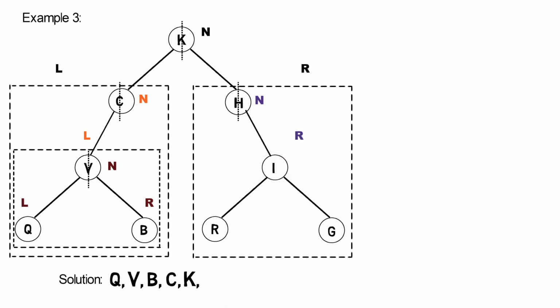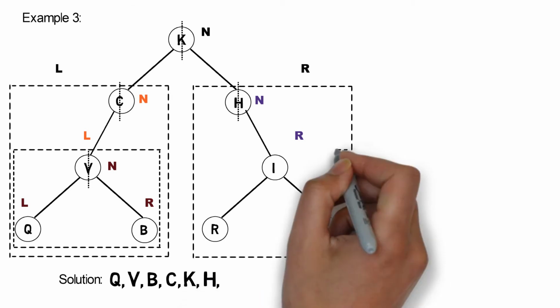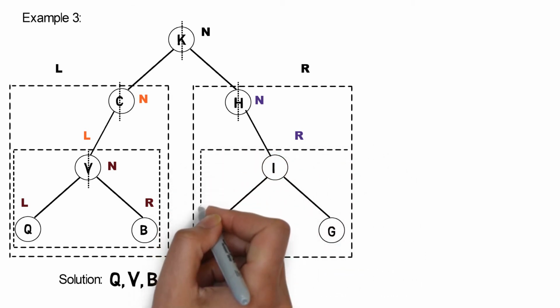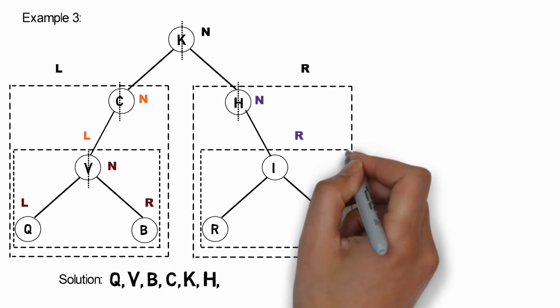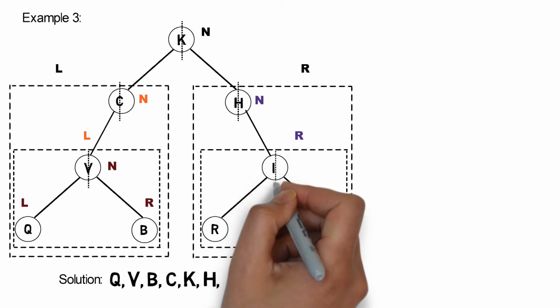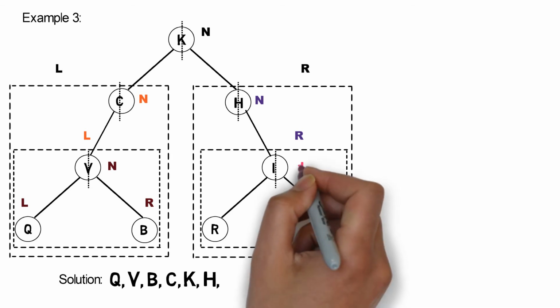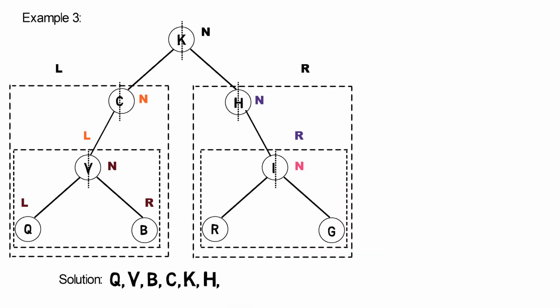H becomes the root node, but note there is no left subtree but only the right subtree. And since there is no left subtree, we have to move to the right subtree at once. Considering the right subtree, I is the root node, R is the left subtree, and then G becomes the right subtree. So we traverse the tree as R, I, G.